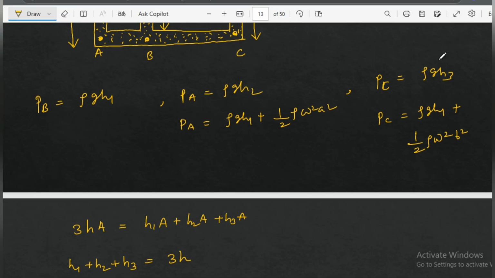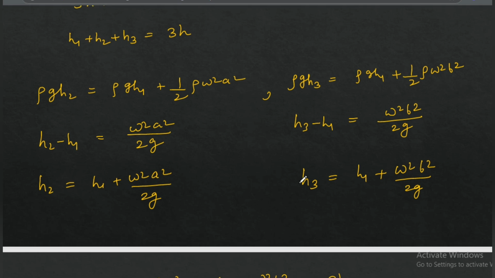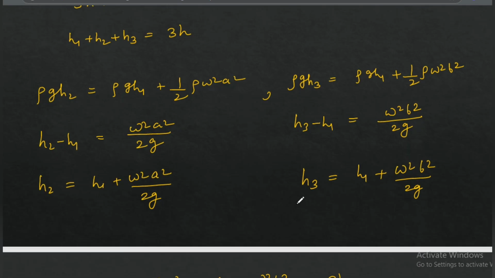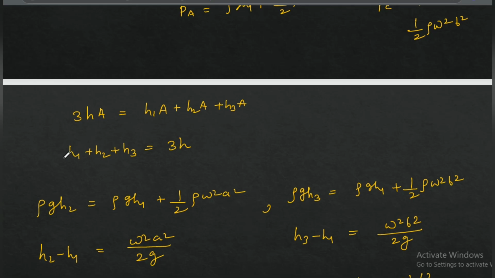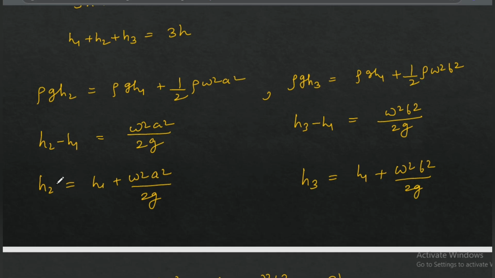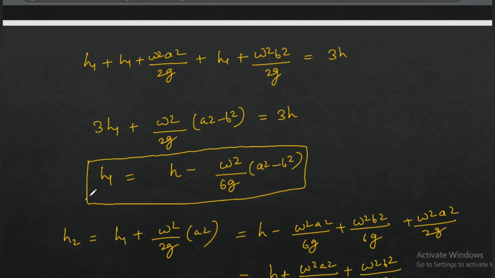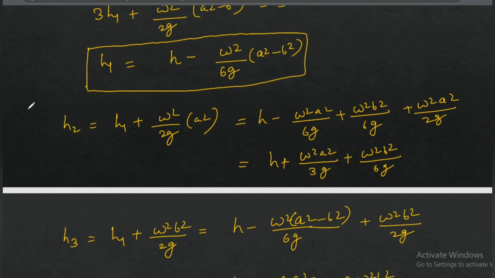Similarly, you can equate these two equations, and we get H3 in terms of H1. Now we have three equations and three variables, so we can solve it. Replace H2 and H3 with H1 in this equation, and you will get this equation. From here we can find H1. H1 comes out to be this much, and now we can find H2 as well as H3.